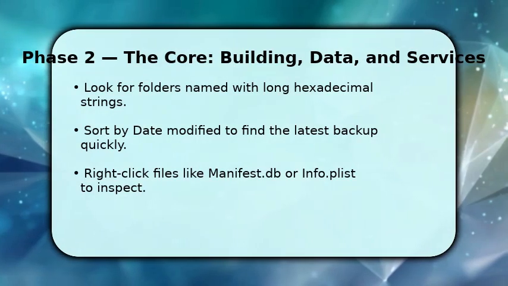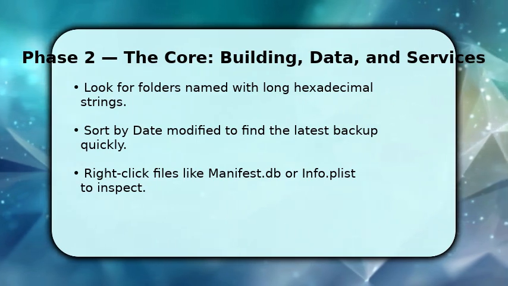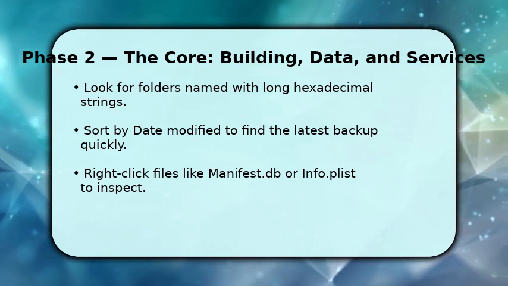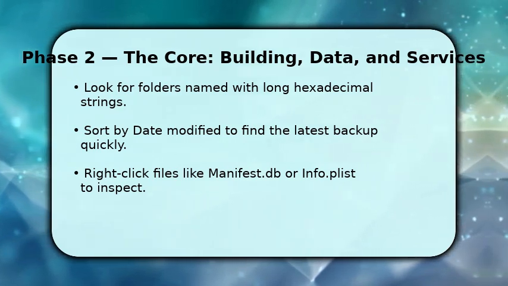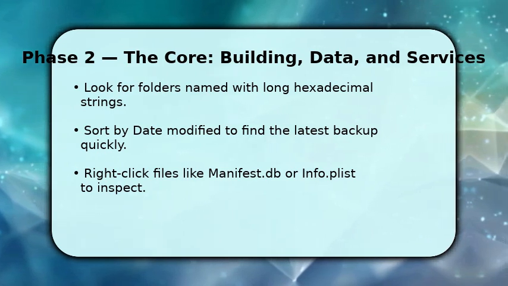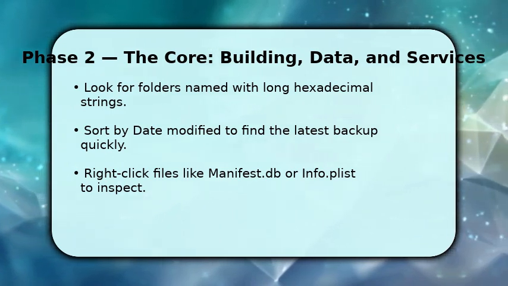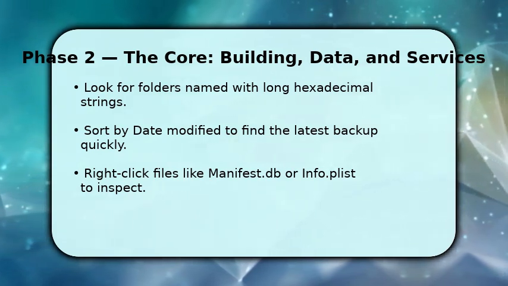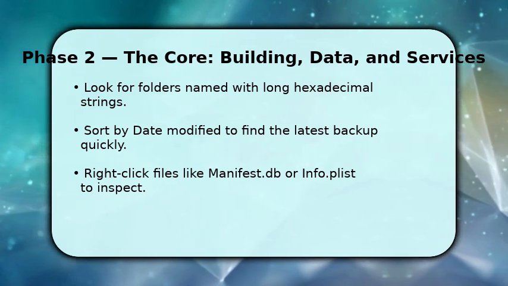Once inside the backup folder, you will see subfolders named with a long hexadecimal ID, each is one device backup. You should sort by date modified to surface the most recent item. This tells you which folder contains current data. Make sure to check for files such as Manifest.db and Info.plist, these confirm a valid iTunes backup.